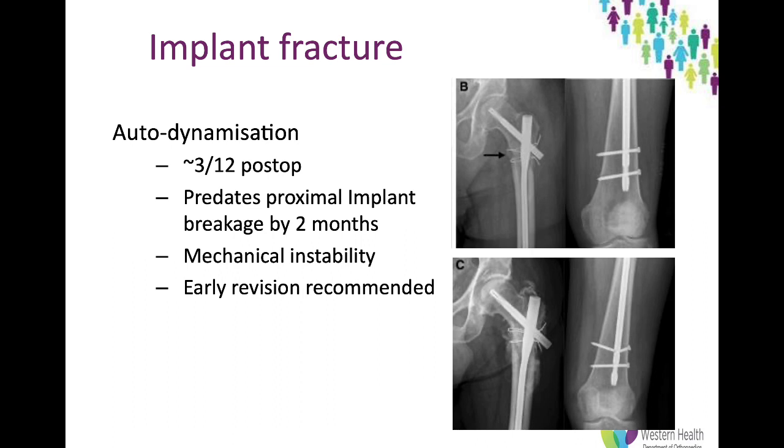Autodynamization can also occur through approximately 3 months post-op. And with this, you generally tend to find that one of the distal cross bolts breaks. It usually predates proximal implant breakage by approximately 2 months, and it indicates a degree of mechanical instability. And in these cases, early revision is oftentimes recommended, but should be considered on a case-by-case basis.